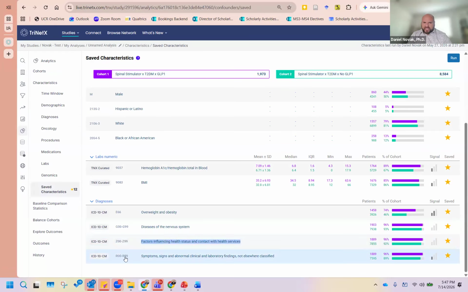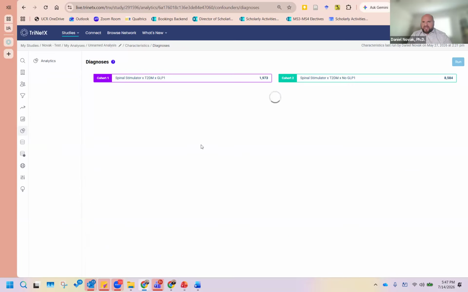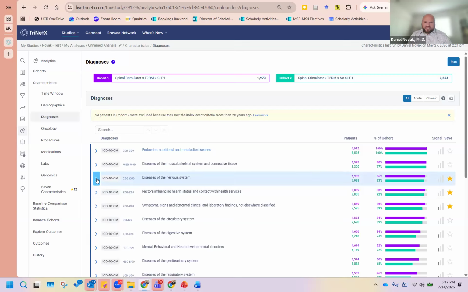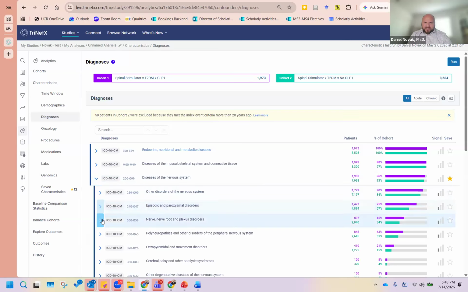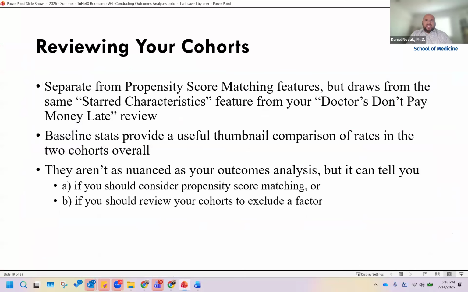Same with factors influencing health status and symptoms and signs. So even if you see that the little signal icon, as we described last time, tells you that there might be a difference between the two groups, I would suggest not using it at this level of the diagnoses. You'll see here, as we talked about last time, you can dig in to very fine-grained definitions of some of these diseases, right? So you can see here we selected it at that top level, but really you'd want to go down to a deeper level here, other disorders of the nervous system or things like that.